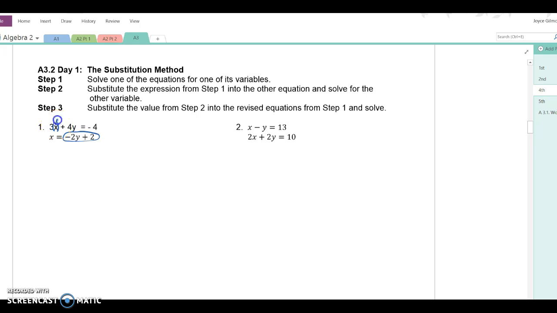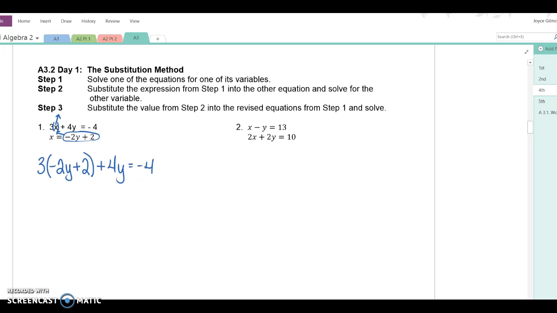So he needs to leave, and the negative 2y plus 2 is going to go in his or her place. So 3, instead of that x, in parentheses, we're going to write negative 2y plus 2, and then continue with the rest of the equation. Plus 4y equals negative 4.